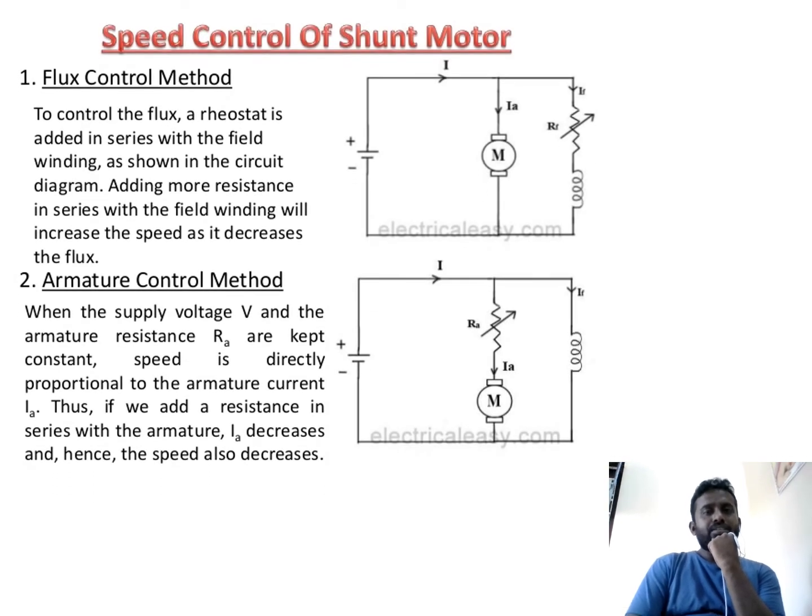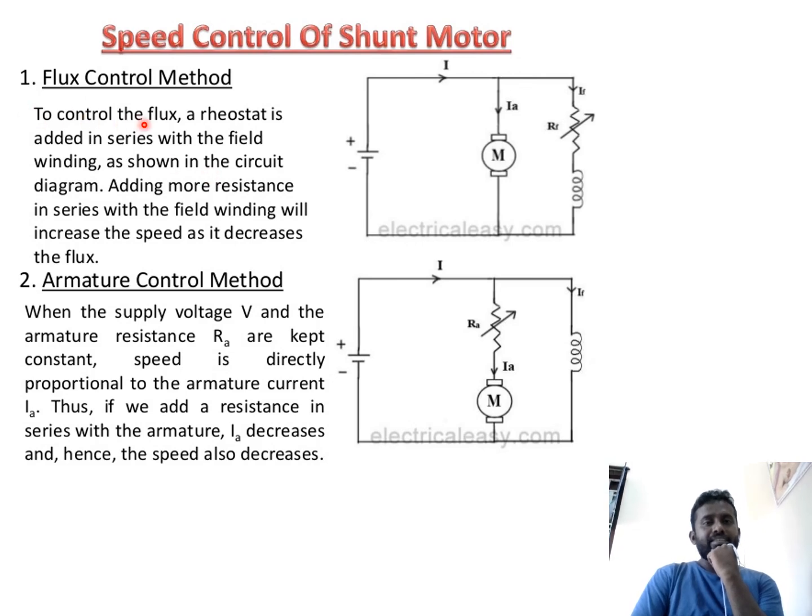Now, because there are some experiments in your laboratory on speed control of DC shunt motor, the flux control method and the armature control method. In a shunt motor, as you know, there is an armature and there is a field winding. If you connect a resistance in series with the field winding circuit, it is the flux control method. If you connect a resistance to the armature of the motor, it is the armature control method. As I told you, in the armature control method you get speeds below the base speed, and in the field control method you get speeds above the base speed.